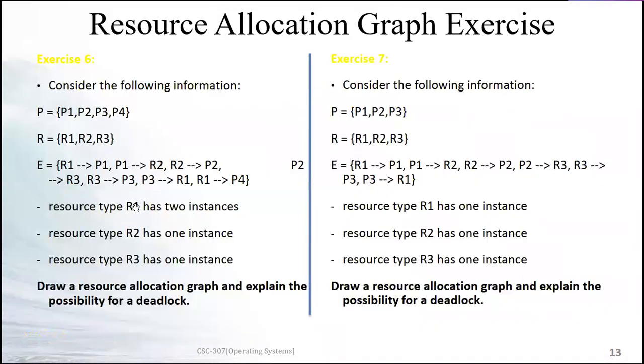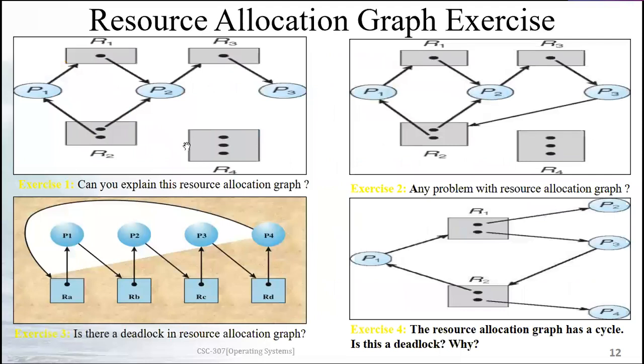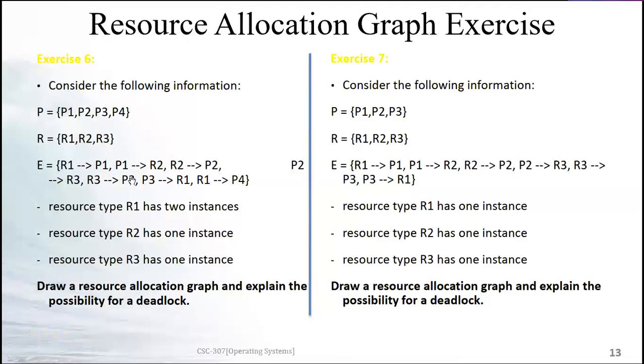You will be given a question like this. Here you will have P, that is the number of processes: P1, P2, P3, P4. You'll be given R1, R2, R3, and then you will be given edges. That means R1 to P1, that means R1 is being allocated to P1. P1 to R2, that means P1 is waiting for R2.